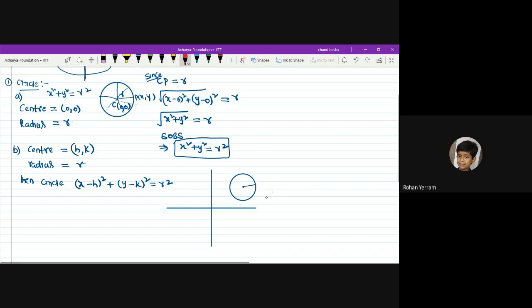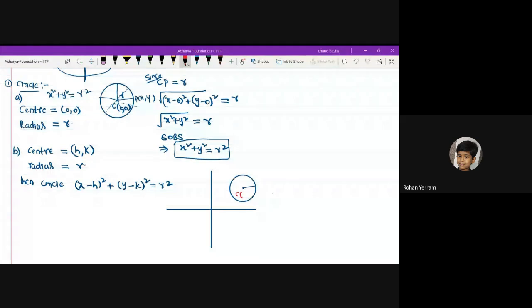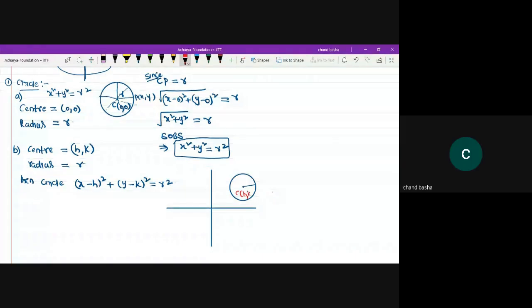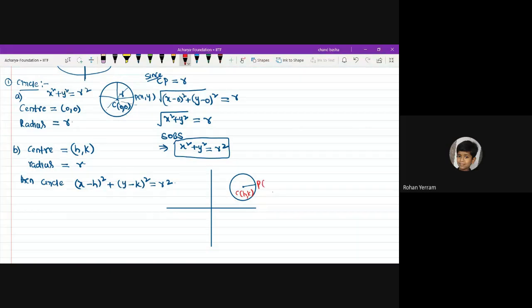Yes, sir, Arun? Sir, how is CP, C into P, equal to r, sir? Who is that, Rohan? What is the word I used? I used C into P or CP? CP. CP means, is it a distance or multiplication? Oh, okay, sir. It is not multiplication. C is one point, P is another point. I can make use of the distance formula. Right? This is the second case, case number 2.